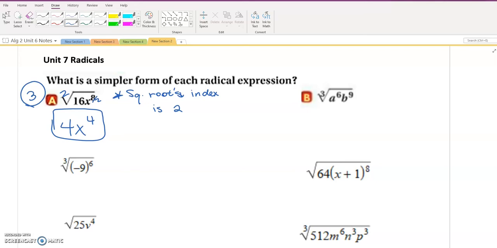So now, there's no coefficients to worry about, so what do I do with my variables? Divide by 3. You divide by the index. So if that's a to the 6, what's 6 divided by 3? 2. And in b, if that's to the 9th, what's 9 divided by 3? 3, so b to the 3rd. And we're good.